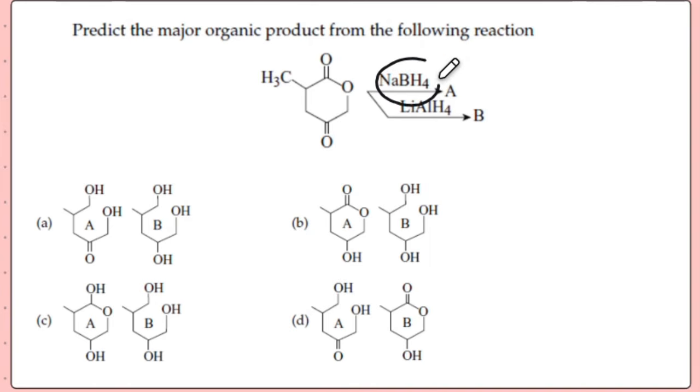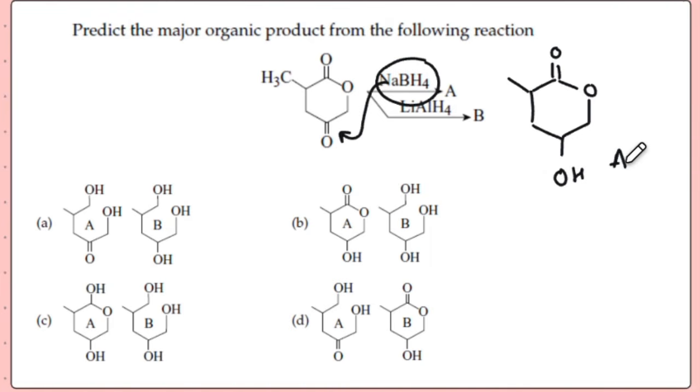Sodium borohydride is a selective reducing reagent, therefore it's going to reduce only the ketone to a secondary alcohol. So what product are we going to get? The ester will remain as it is. Only this part is going to get reduced to a secondary alcohol. So this should be our product A.